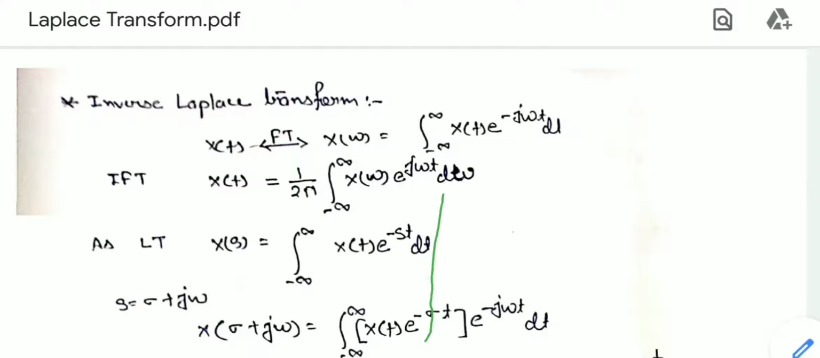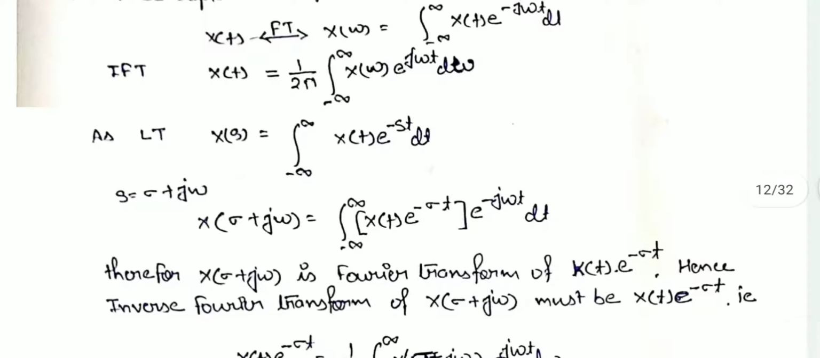If the Fourier transform of x(t) is X(omega), which is the integral from minus infinity to infinity of x(t) e to the power minus j omega t dt, and if we find the inverse Fourier transform, then x(t) is obtained by 1 upon 2 pi times the integral of X(omega) e to the power j omega t d omega.